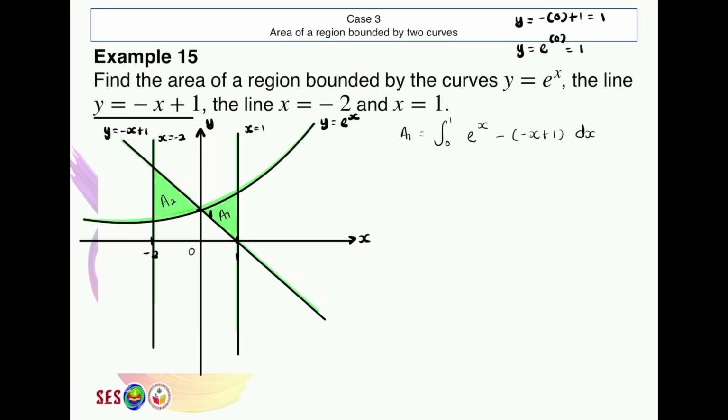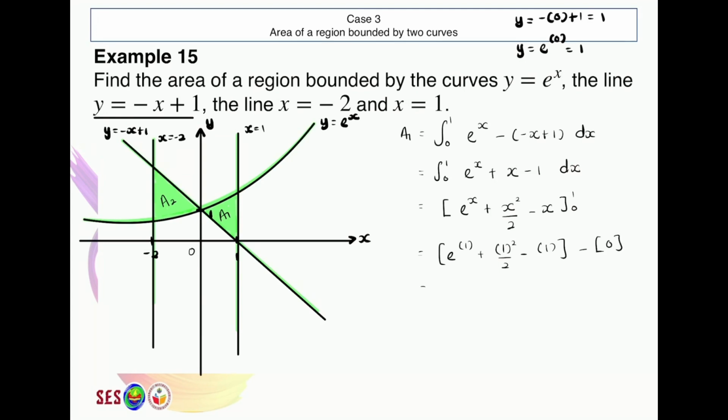If you were to simplify this, you would get the integral from 0 to 1. To find the area, you would need to start integrating. Then you substitute the two values, and the second bracket gives you 0. If you were to calculate, you'll get 1.218 units squared. So this will be for your A1.